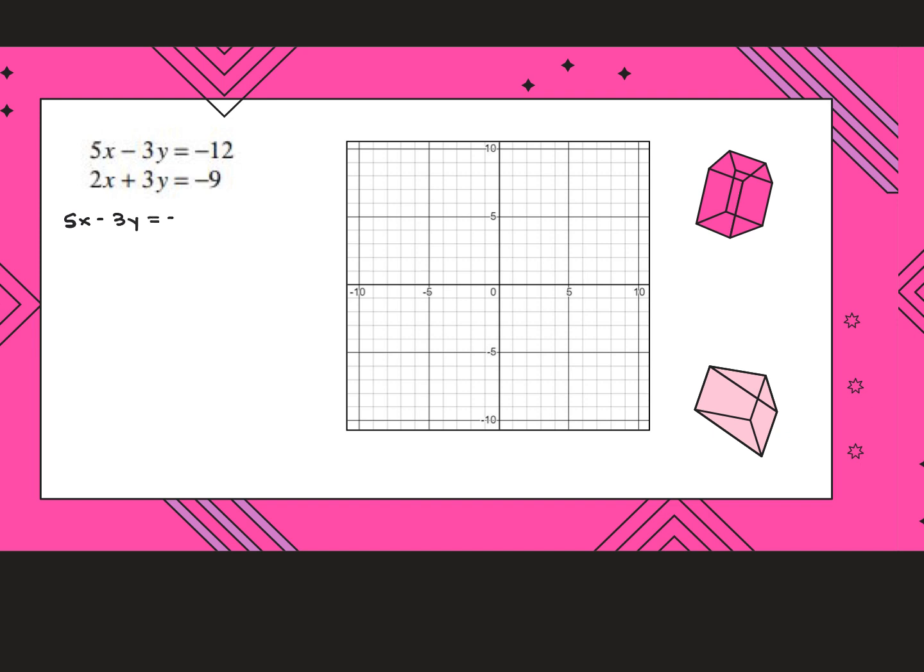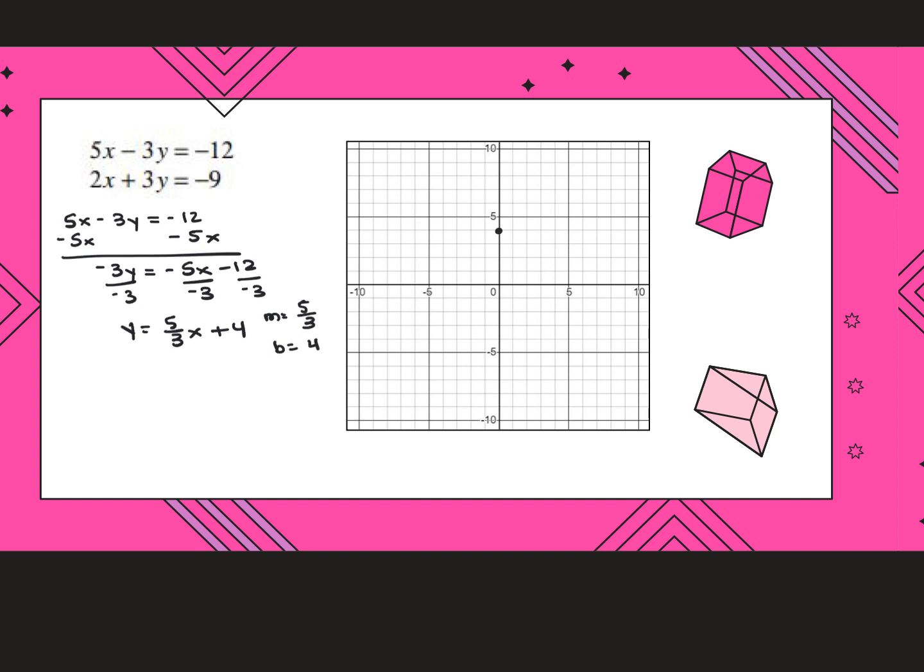All right, so we have 5x minus 3y is equal to -12. I'm going to subtract 5x from both sides. Then I get -3y is equal to -5x minus 12. Divide both sides by -3. So again, I'm dividing each term by -3 on the right side. So I get y equals 5/3x plus 4. All right, so I get that my m is 5/3. My m is just my slope. And my b, which is my y-intercept, is 4.